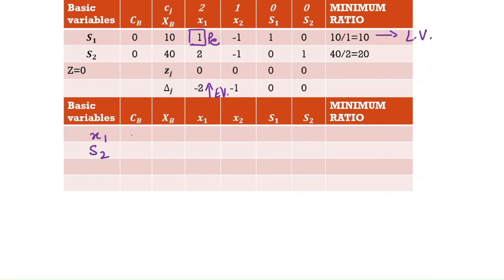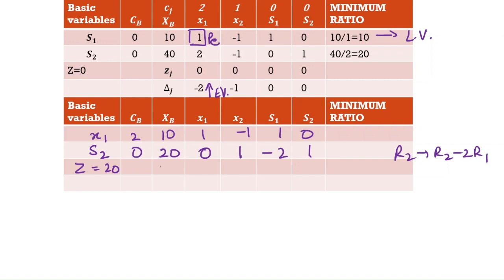So x1 has the coefficient 2, 0. So there is no change in row 1, so I'll write it as it is. Row 2 would be row 2 minus twice of row 1. So using this elementary row operation, I can make it 0. So 40 minus 20 is 20. Minus 1 plus 2 is 1. 0 minus 2, and this is 1. So z is now 20. zj is 2 minus 2 to 0. Delta j is 0, minus 2 minus 1 to 0.